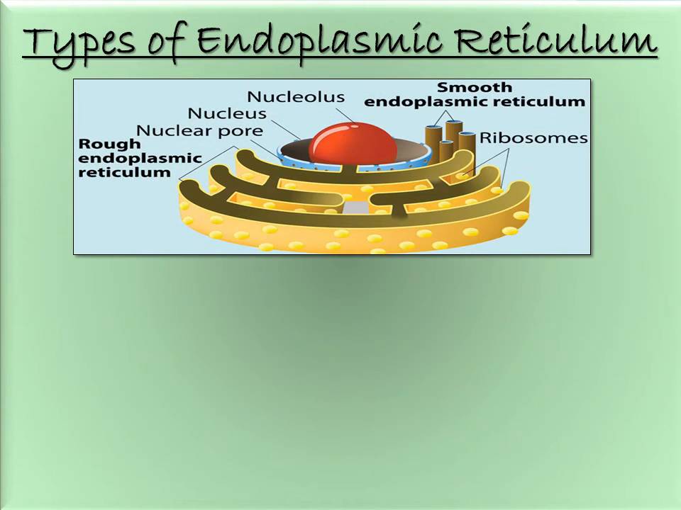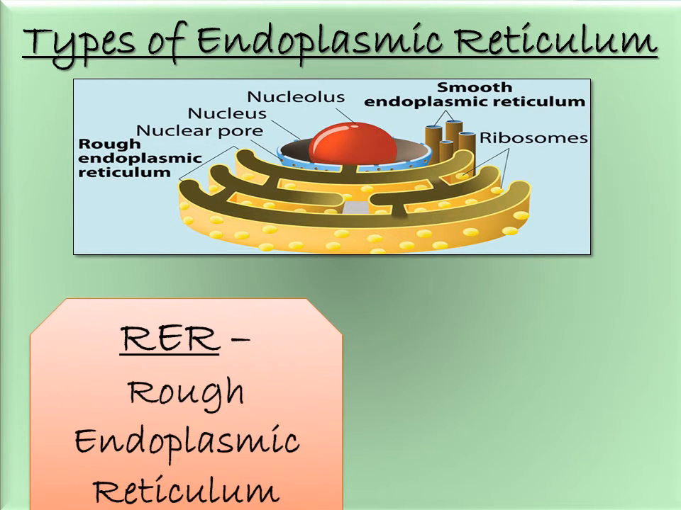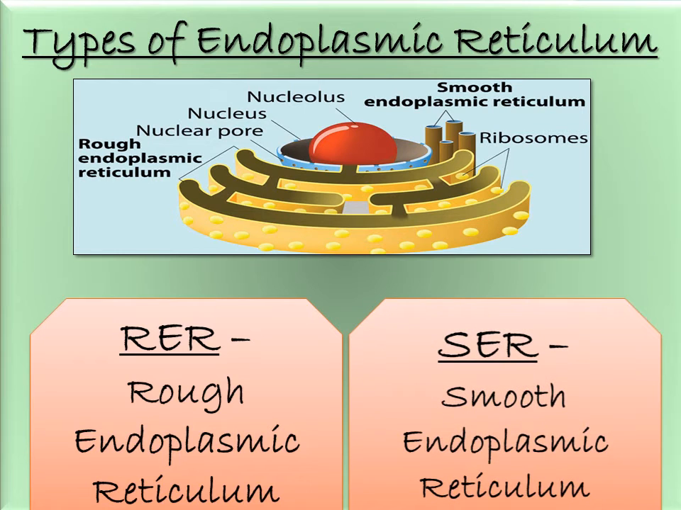Okay, let us start with the types of endoplasmic reticulum. You can see I have given you the diagram also. I have downloaded it from Google itself. The person who has done it, it's beautifully done. So you can just have a look at how it looks. Okay, and by looking at the diagram you can understand that there are two types of endoplasmic reticulum. They are RER, that is rough endoplasmic reticulum, and SER, that is smooth endoplasmic reticulum. Now let us start with the discussion of each type.